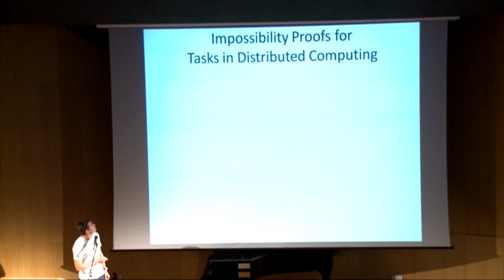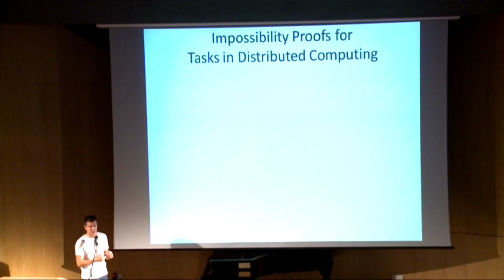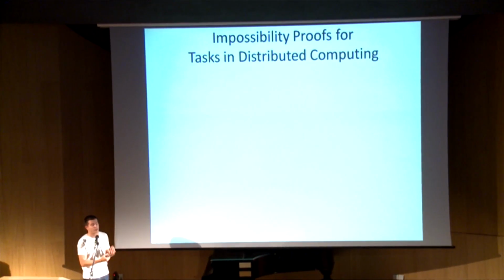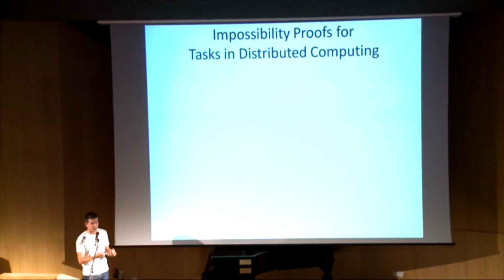Before going to this impossibility result, I will briefly tell you how, in general, impossibility proofs work in distributed computing. What I've shown before was the positive result. It's relatively easy to give a protocol and prove that it works. But proving impossibility statements turns out to be much more complicated.